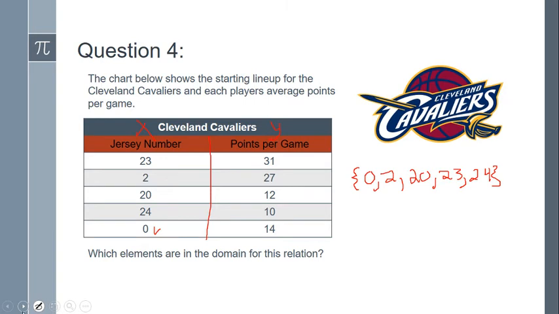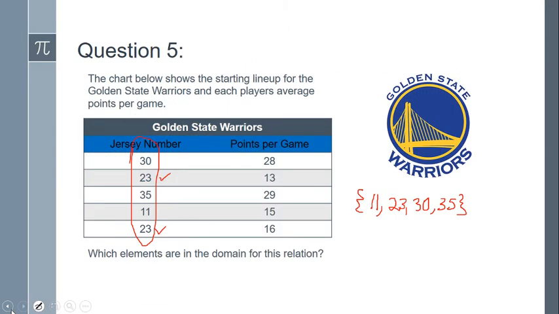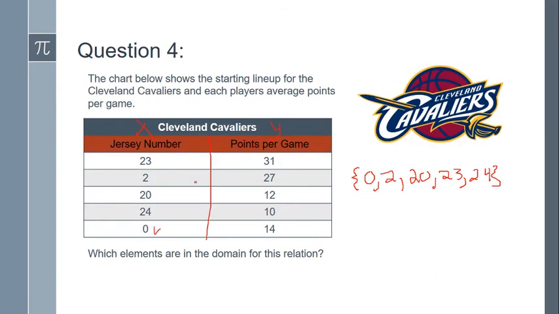All right, but a function is a special type of relation. A function is a relation where each element in the domain is paired with exactly one element in the range. So each X has one and exactly one Y paired with it. It's another way to think about it. So let's take a look back at the Cleveland Cavs chart here. In this case, we have 5 different elements in the domain, and they're all paired with exactly one element in the range. So this, in fact, is a function.